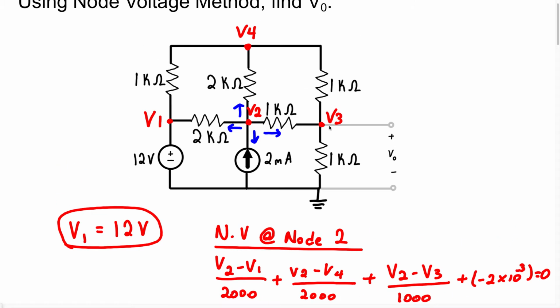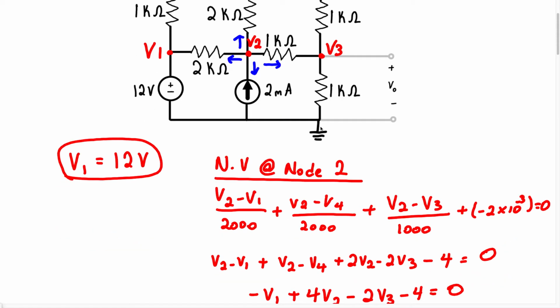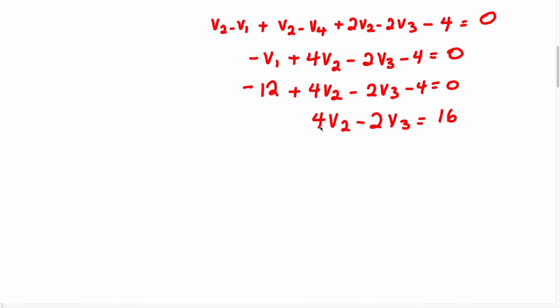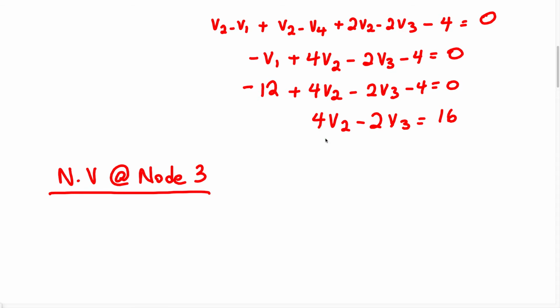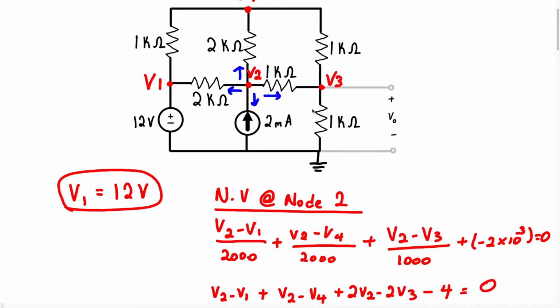Now let's write a node voltage equation for node 3. So when we start to write this now, let me come down here. So we have the node voltage at node 3. So we're going to assume that the current is leaving this node, so it can go this way, or this way. Let me just erase these arrows.